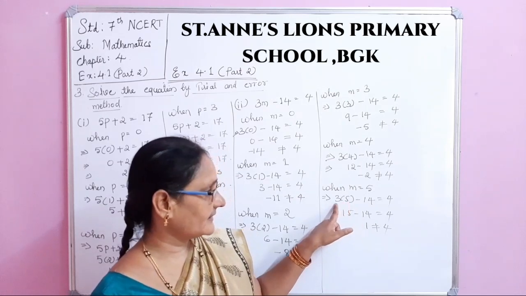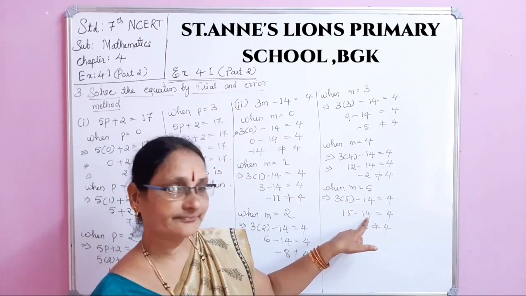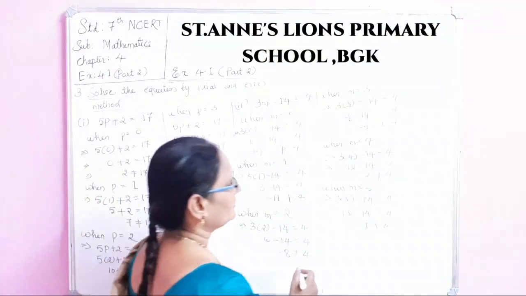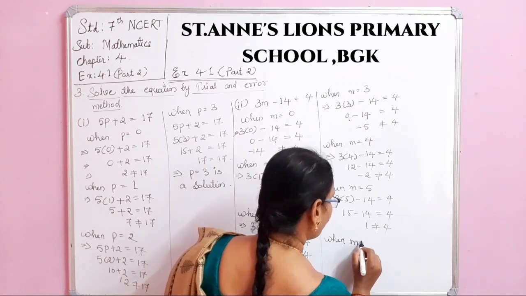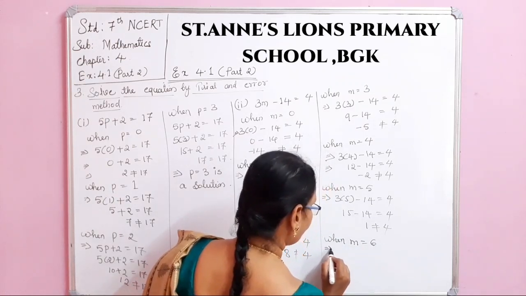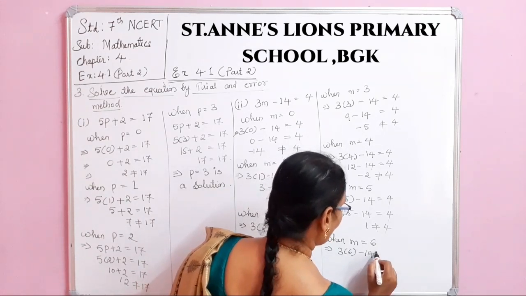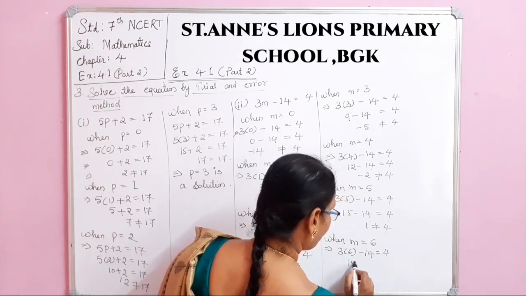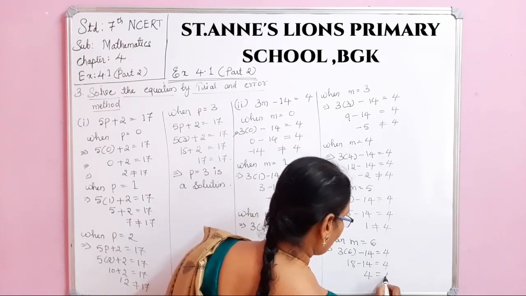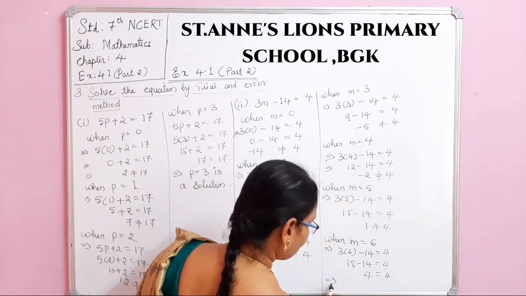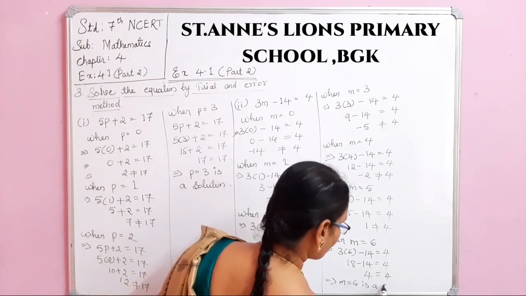Next 6 3s are 18. 18 minus 4. Definitely that will be the value. When m is equal to 6, 3 into bracket 6 minus 14 is equal to 4. 18 minus 4 is equal to 4. 4 is equal to 4. Yes, this implies that m equal to 6 is a solution.